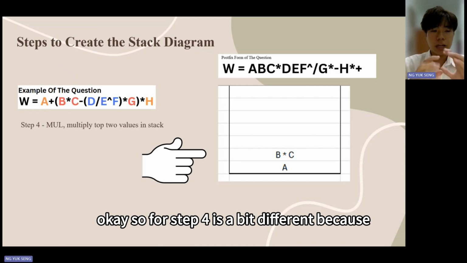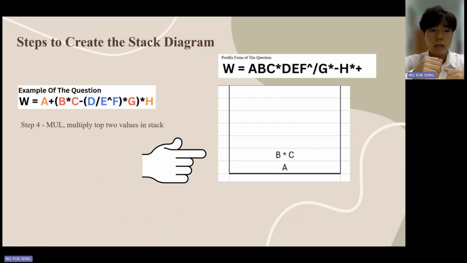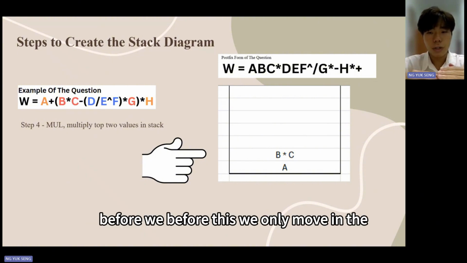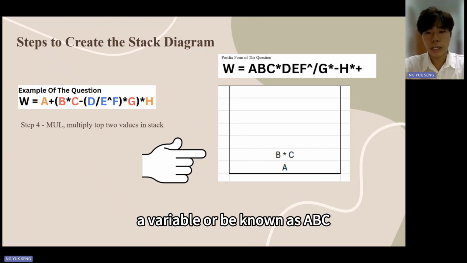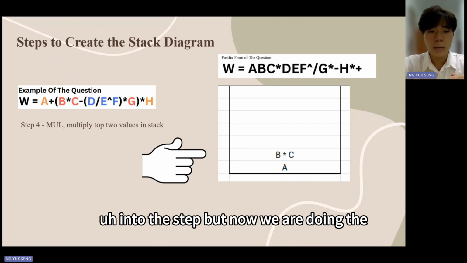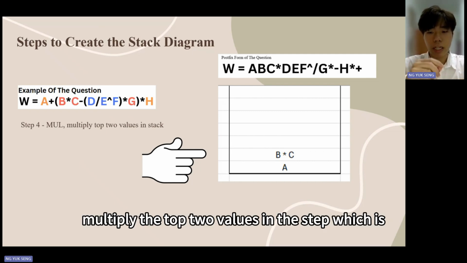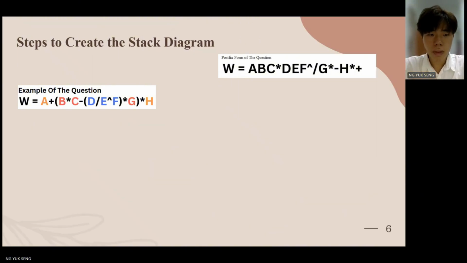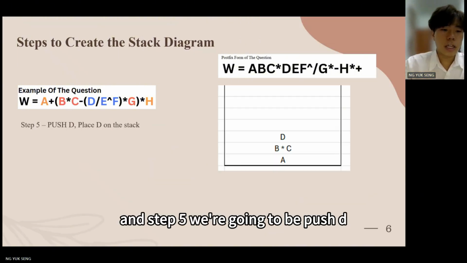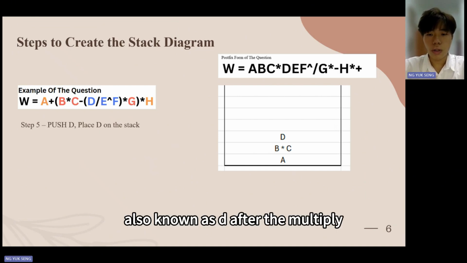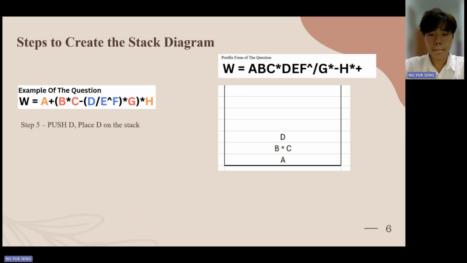Step 4 is a bit different because it is the first operation that is made. Before this, we only moved the variables, A, B and C, into the stack. But now we are doing an operation in the stack, which is multiply. We multiply the top two values in the stack, which are B and C. In step 5, we push D, the variable D, after the multiply operation.